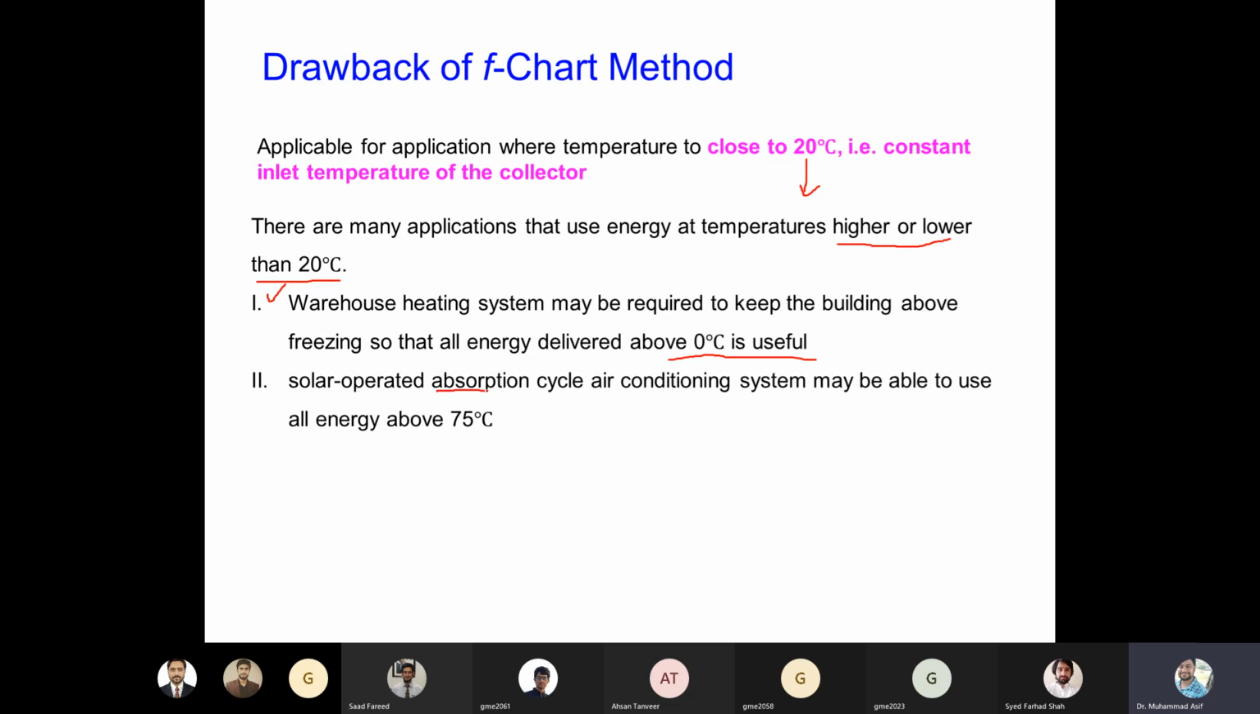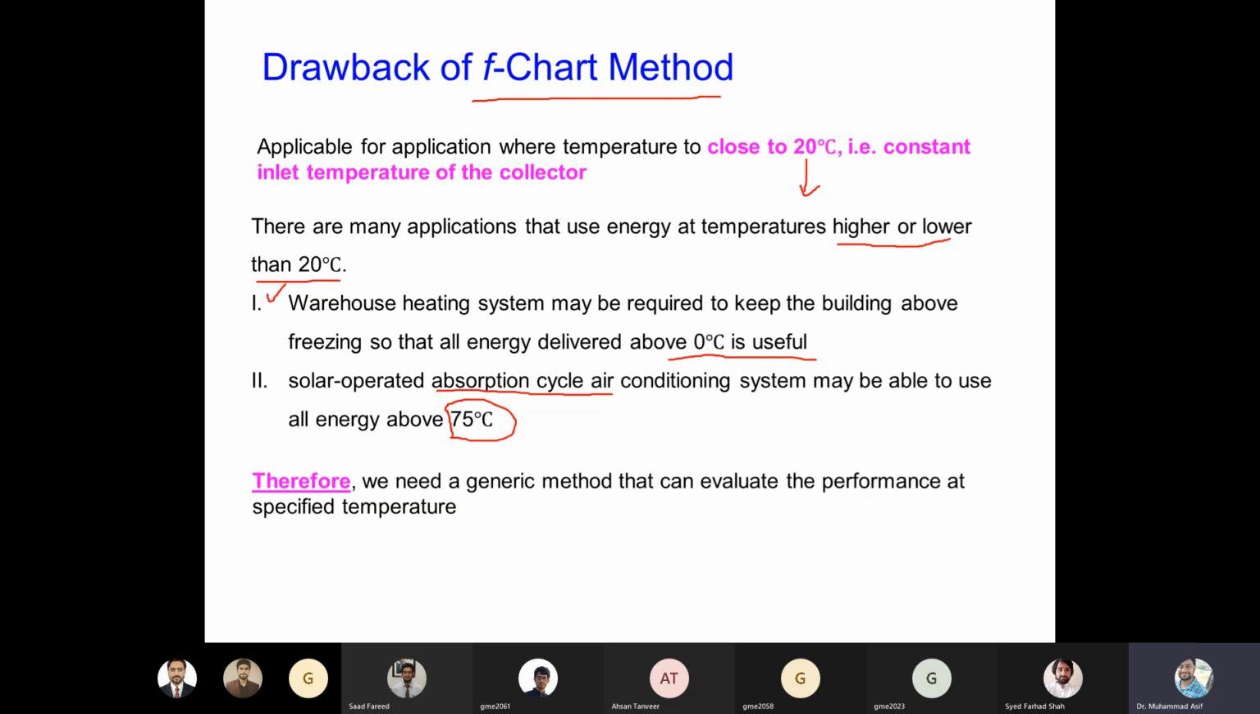They are operated using solar energy, and the temperature requirement is much higher, about 70 degrees C, sometimes 80 degrees C. That means we need high temperature energy. So to analyze such a system, the F-chart method is not appropriate. We must have a generic method that can deal with the whole range of temperatures. The answer to that is the utilizability method. In that method, the concept of utilizability is integrated with the solar load fraction.